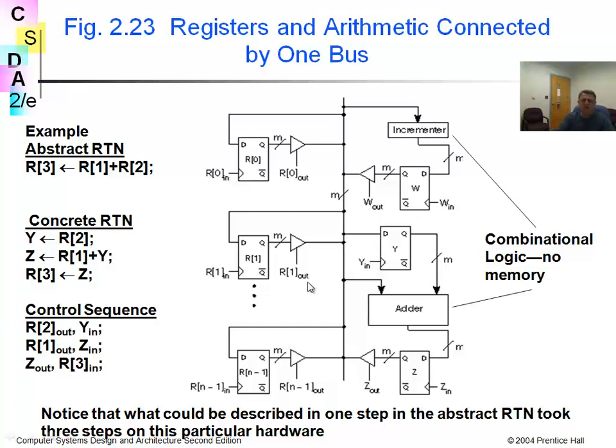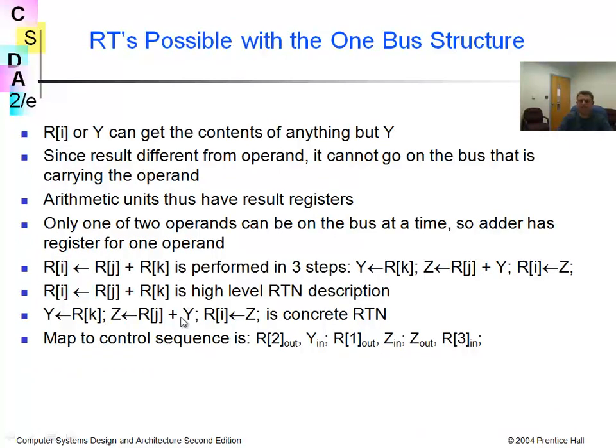Now you have to have a control sequence to turn everything on at the right time. So in this situation, you have R2 out on, meaning if this is R2, this gate is on. You have R1 plus Y, so plus it goes to Z, that means R1 out should be on. So again, R1 out and goes here. Then you have to have Z out on and R3 in on. That means it gets added up, comes here, and goes through to the right register.